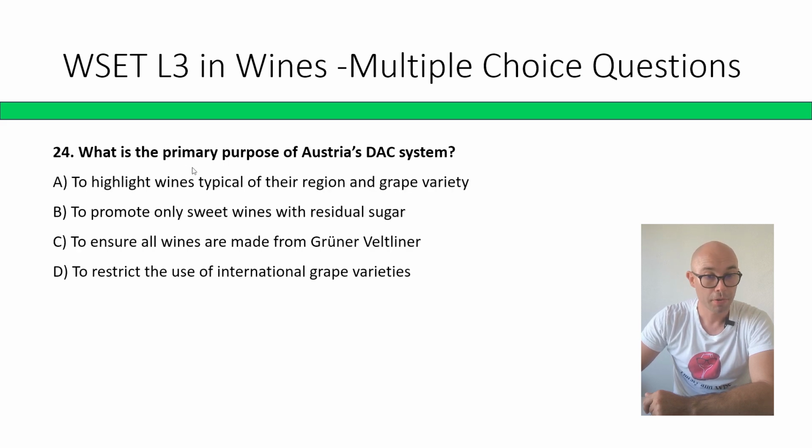What is the primary purpose of Austria's DAC system? To highlight wines typical of their region and grape variety, to promote only sweet wines with residual sugar, to ensure all wines are made from Grüner Veltliner, to restrict the use of international grape varieties. The correct answer is A, to highlight wines typical of their region and grape variety.